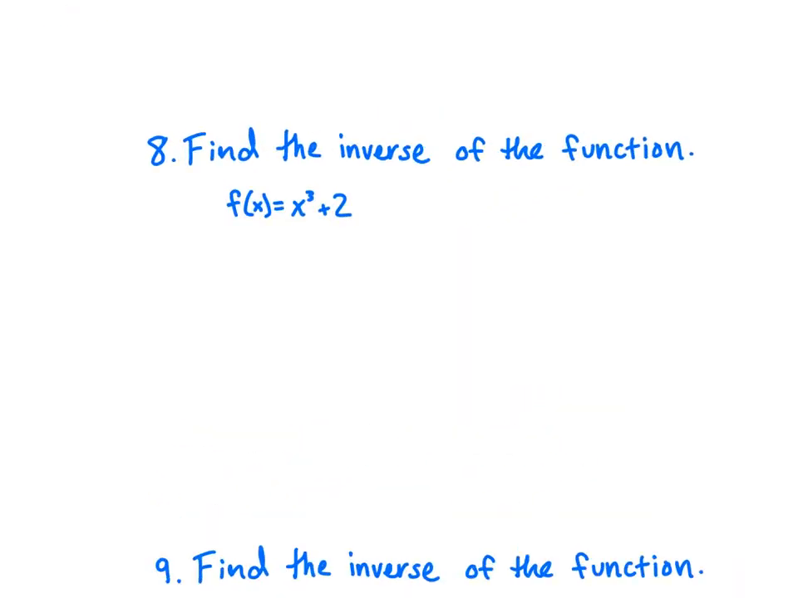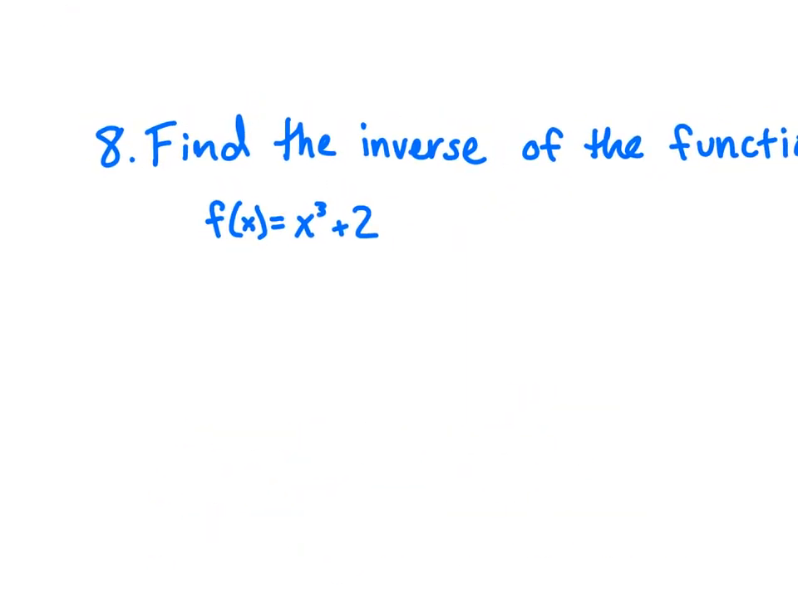Okay, now we're talking about inverses. They want you to find the inverse. Well, remember, the first step to finding inverse is to cross off our f of x and replace it with a y. So I have y squared equals x cubed plus 2. Our second step is to switch the places of x and y. So I have x equals y cubed plus 2.